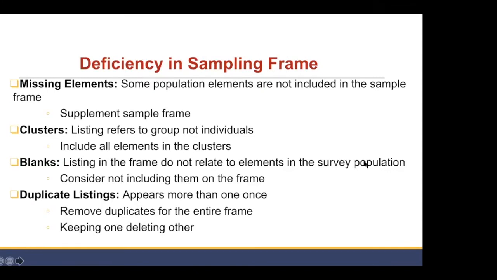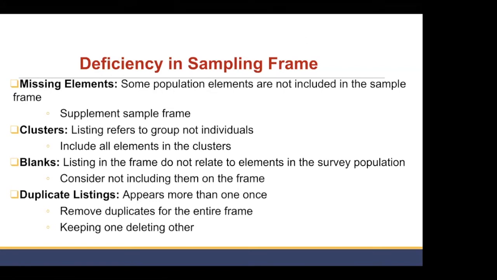So again, as I mentioned in the previous slide, there are the characteristics of a good sampling frame. Some of the deficiencies that arise in many sample frames is the missing element, which is basically a coverage issue where the sample frame is not complete. In this situation, the best way is to look for another sample frame that can be used as a supplement to your current sample frame.